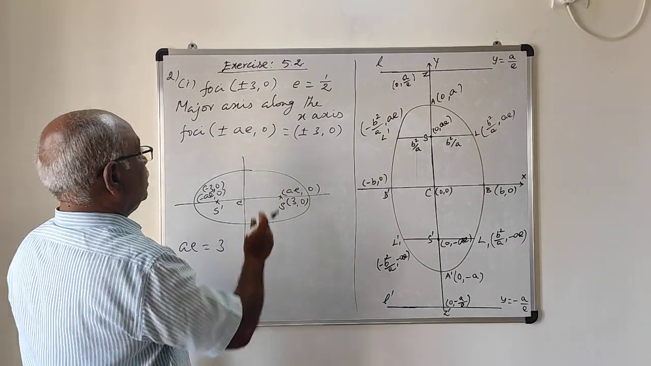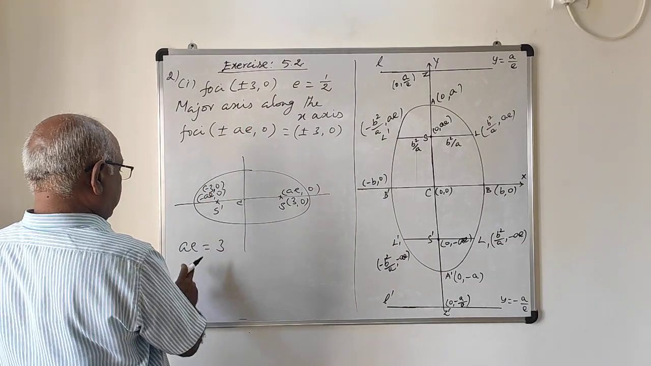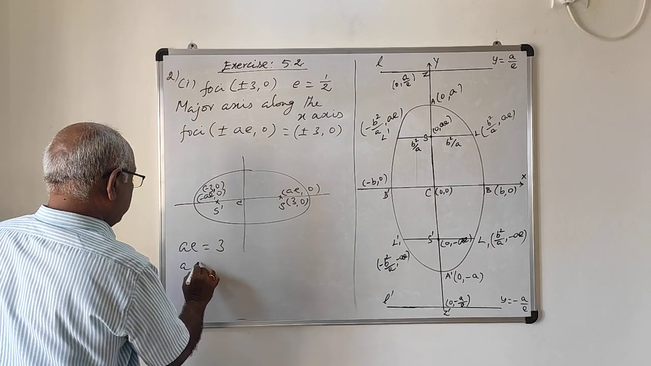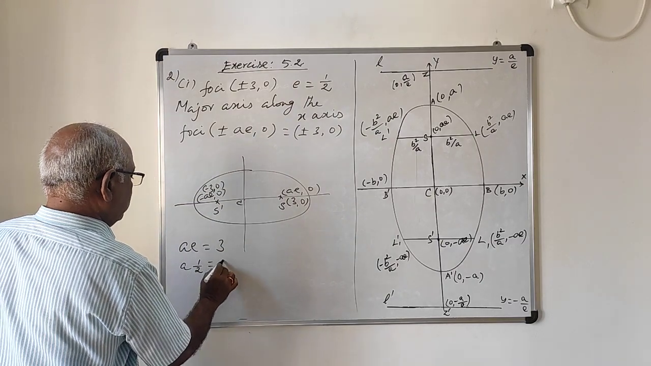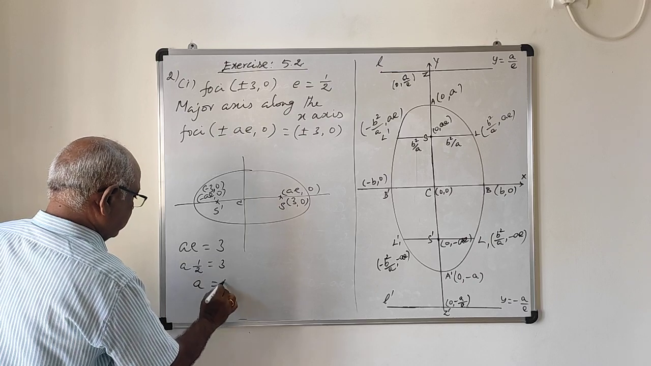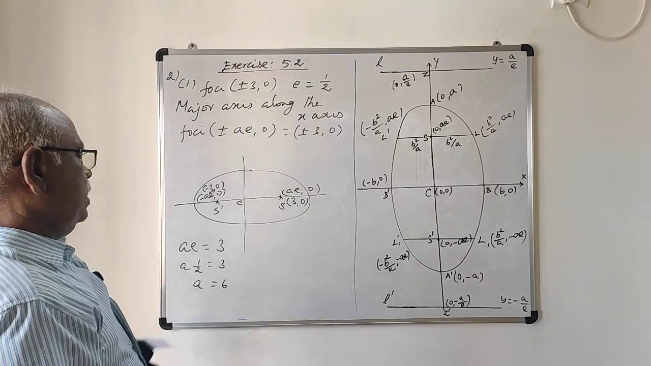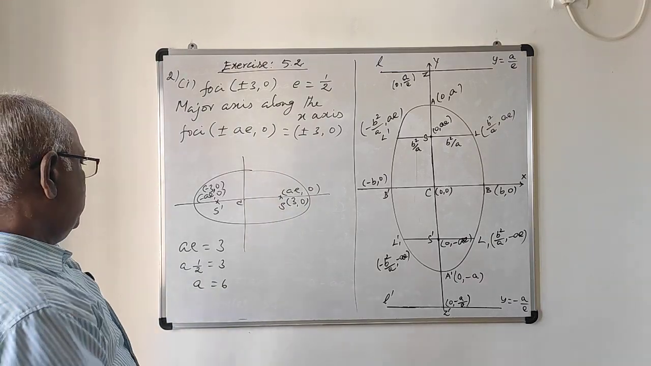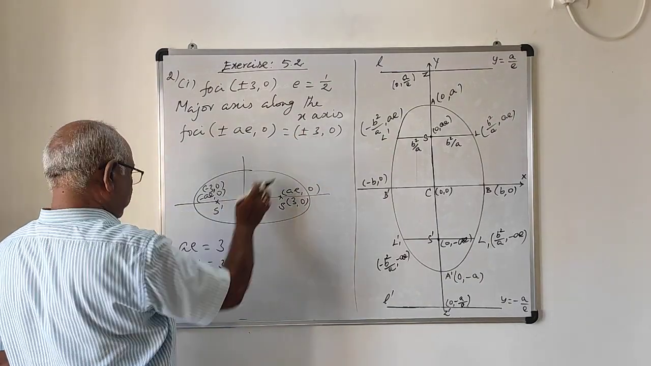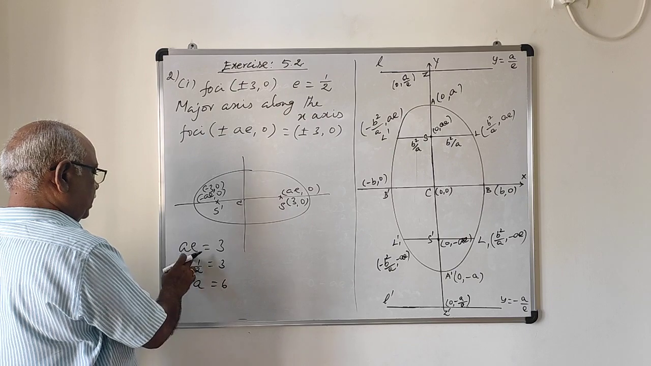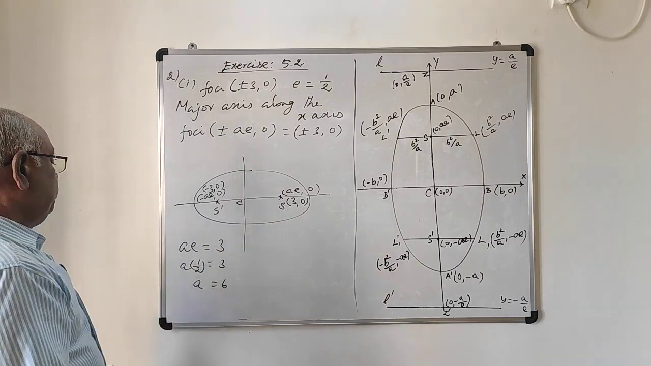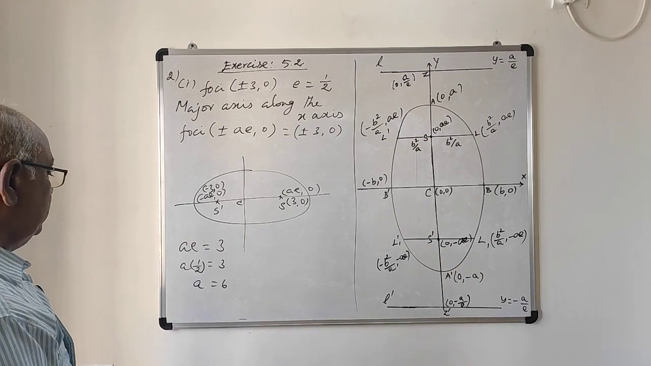But you know E, and A you don't know, but E is 1 by 2, given. A into 1 by 2 equal to 3. By cross multiplying, A equals 2 times 3, that is 6. From the result AE equal to 3, we have determined A equal to 6, because E is 1 by 2. A into 1 by 2 equal to 3, so A equal to 6.